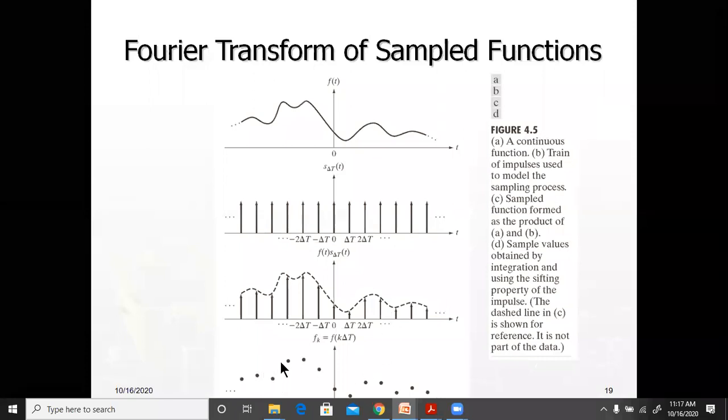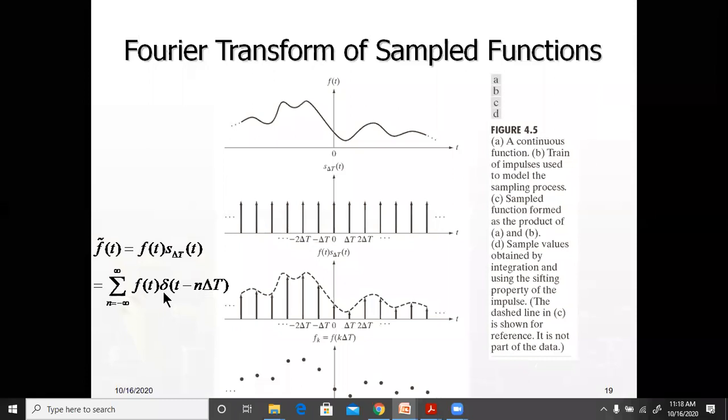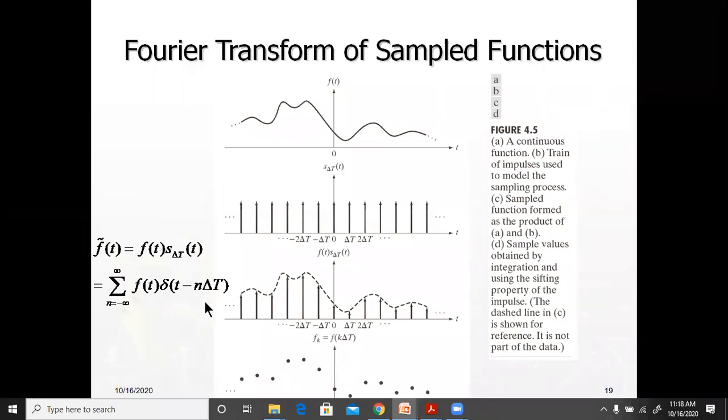And the points associated with that will come out to be like this. And we can write f̃(t) equal to f(t) multiplied by the sampling train. This is f(t), and this is the impulse train, which is the sampling function, and that gives us the sum over n equal to minus infinity to infinity of f(t) δ(t minus n Δt).